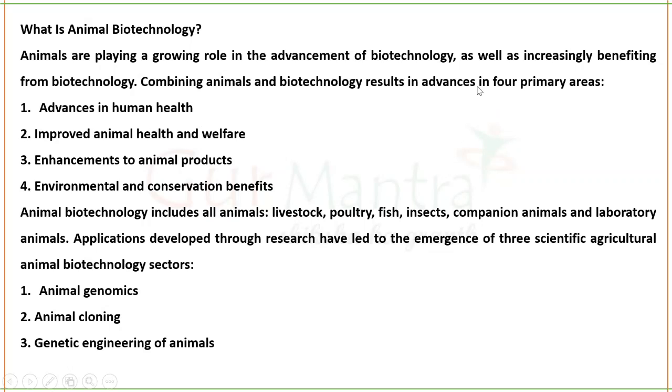All of these are the benefits of animal biotechnology. Also, animal biotechnology includes all the animals like livestock, poultry, fish, insects, companion animals, and laboratory animals. The applications developed through research have led to the emergence of three scientific, agricultural, animal biotechnology sectors. One is animal genomics, the second is animal cloning, and the third is genetic engineering of animals. These three are the important fields present in animal biotechnology, which have high research applications.